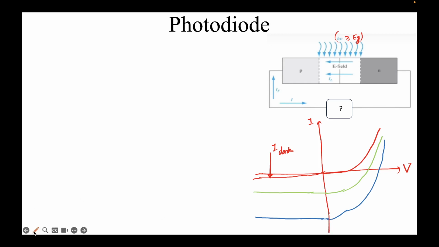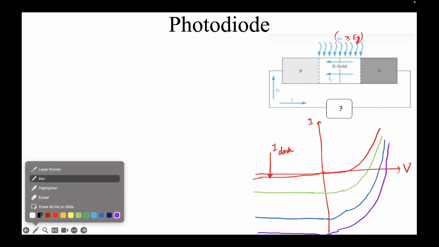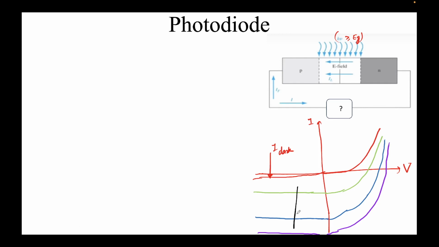Okay, and let me just draw one last one. Let's say you are shining a huge number of photons, so it will look something like this. So what is happening is that when you're moving in this direction, this is the number of photons increasing, and the assumption that I'm making is that as the number of photons is increasing, more electron hole pairs are being generated. So that is an assumption that I'm making, which I believe through the first order you'll agree.